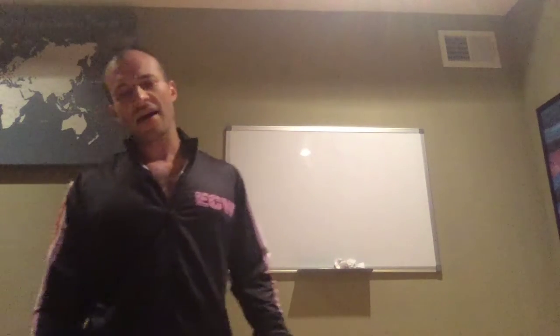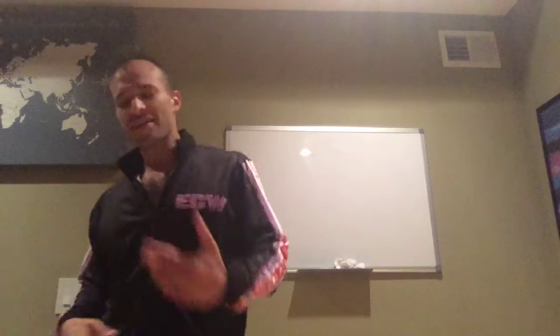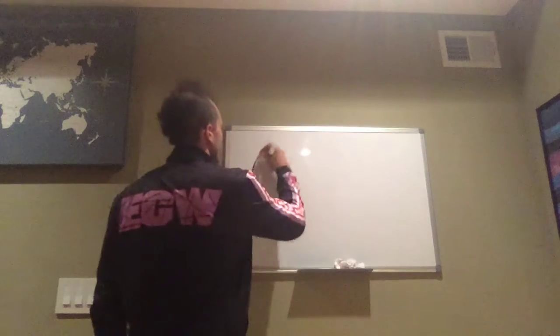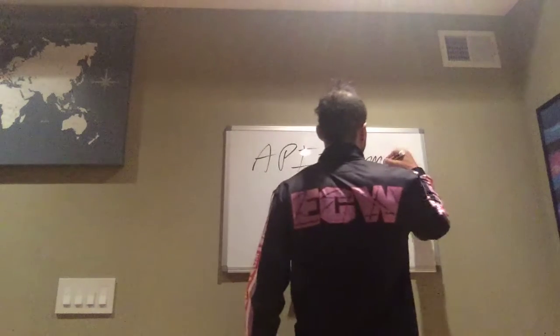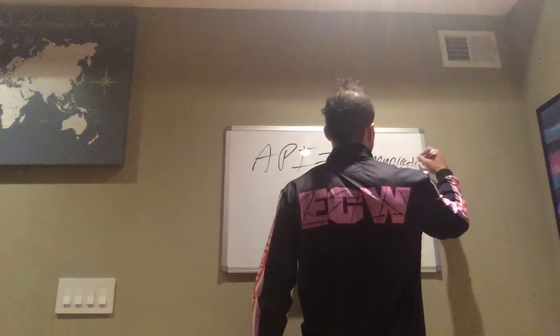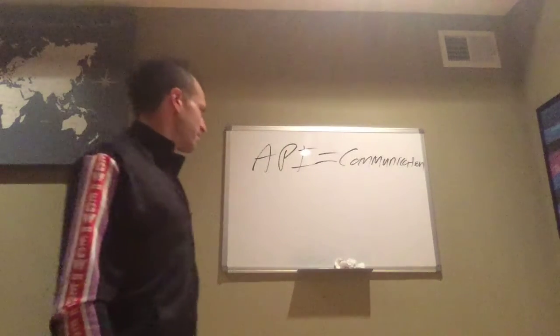So, an API, application program interface, is kind of this translation chip. It's kind of this thing that allows heterogeneous websites or applications, whatever you want to call them, to talk to each other. Each one has a different way that it's programmed, and you need an API to get them to communicate. So, API equals communication. Okay, API equals communication, right?